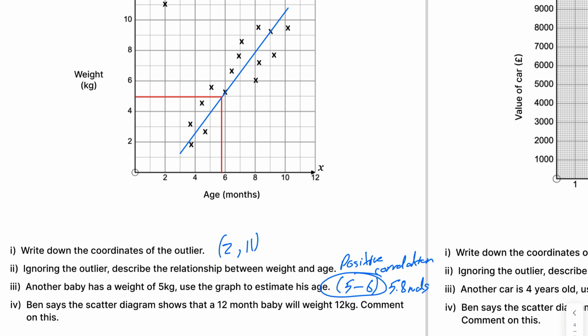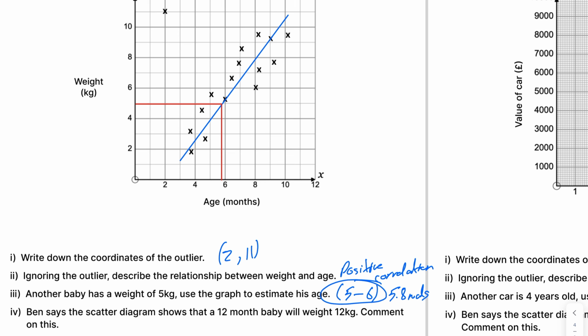So it says, Ben says the diagram shows that a 12-month baby will have a weight of 12 kg. So he's saying a 12-month baby will have a weight of 12 kg according to this. Now, comment on this statement.